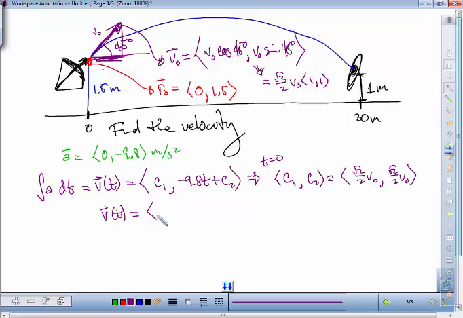So I usually like to just rewrite it over again so it'll get me ready to integrate to find my position. So I have root 2 over 2 v naught comma, and then negative 9.8 t plus root 2 over 2 v naught. And for those keeping track of units, we're in the velocity stage, so this is meters per second.